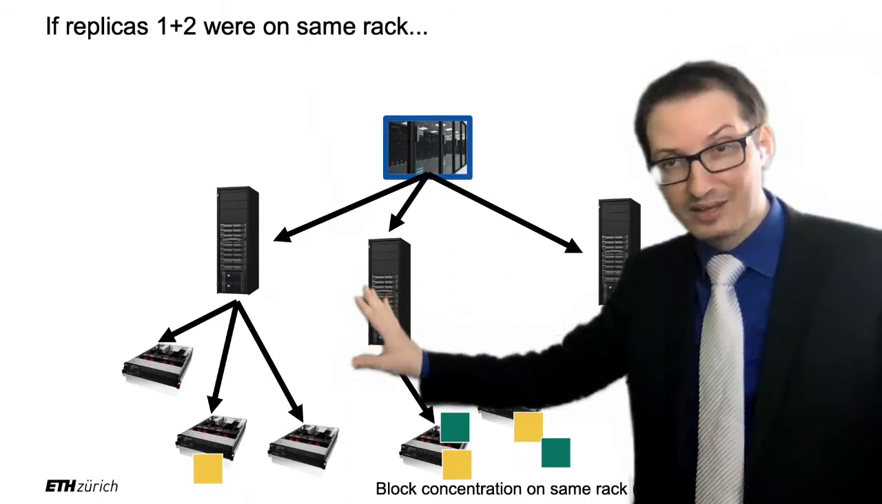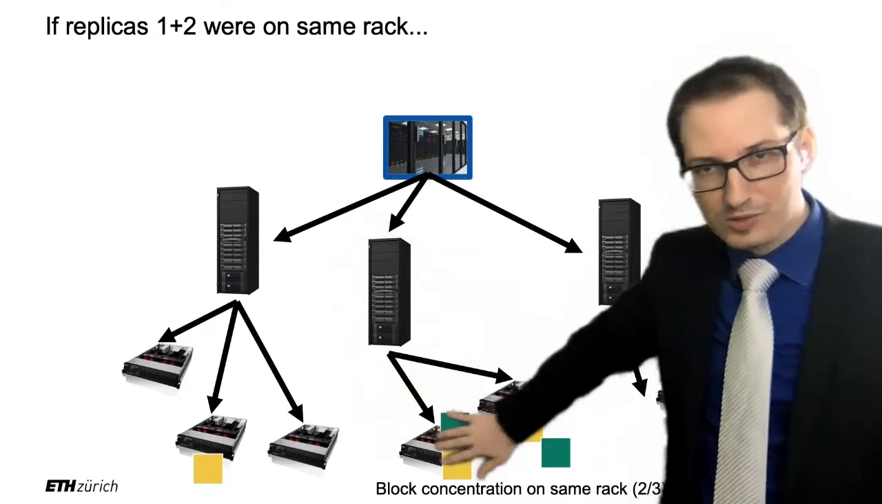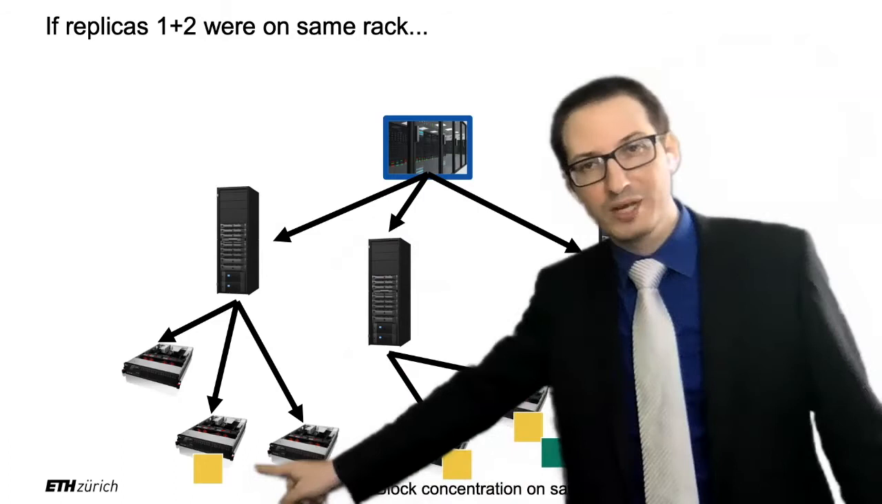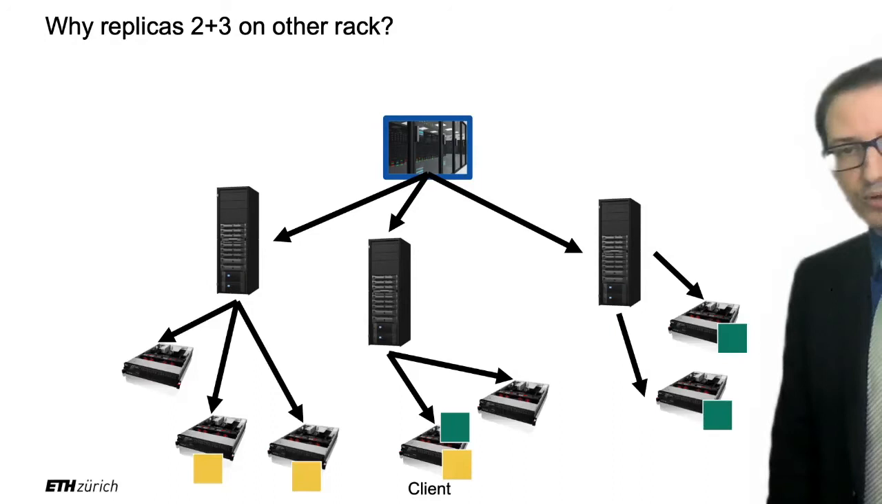But then we have, you see, a block concentration. Imagine what happens if that rack fails. We lost 2 replicas of every block. This was all concentrated here. Now we are in the very risky situation that there is only one replica for the blocks. So this is very dangerous. This is why, in terms of durability, we prefer to have them on a different rack right there, right?